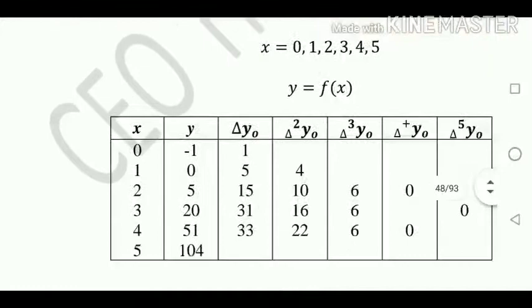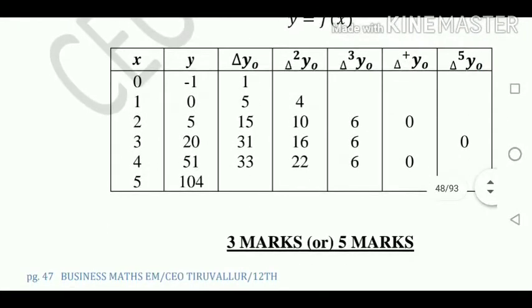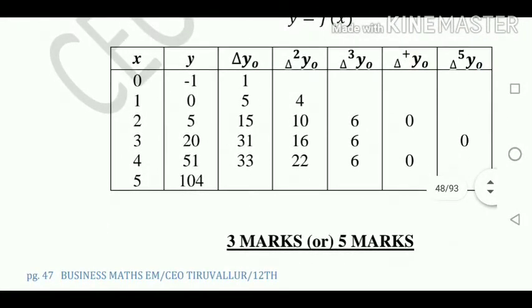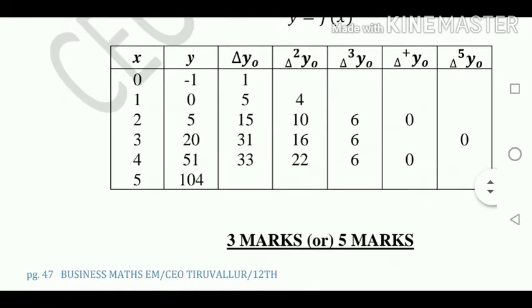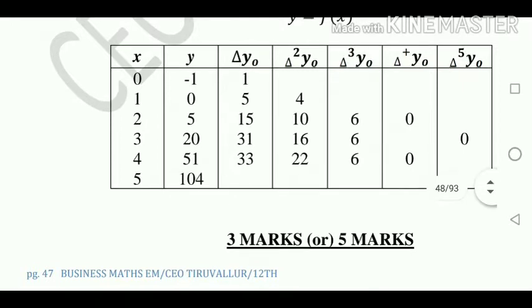Then find the delta y naught. So the delta y naught equal to 0 minus of minus 1, which becomes 1. Then 5 minus 0 equal to 5. 20 minus 5 equal to 15. 51 minus 20 equal to 31. 104 minus 51 equal to 33. That is second term minus first term, third term minus second term, fourth term minus third term, fifth term minus fourth term, sixth term minus fifth term. Likewise, you find the delta y naught.